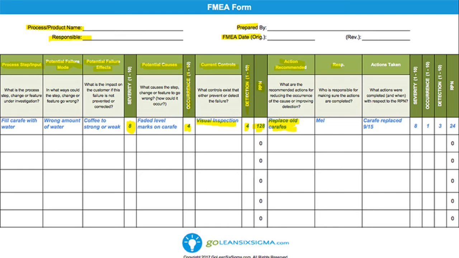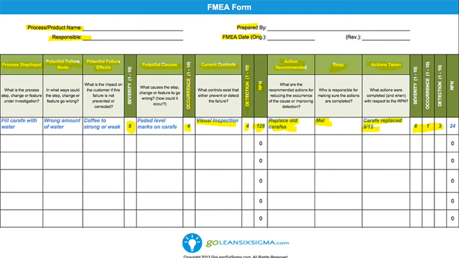And then we're addressing who is responsible. So if we need to perform this action, who's going to do that? We're saying me, which is hopefully the owner of the coffee shop. And then, what were the specific actions taken? So we said that we were going to replace things, but did we actually? We're saying yes, it was replaced on this particular date. So now you can circle back and reevaluate the score.